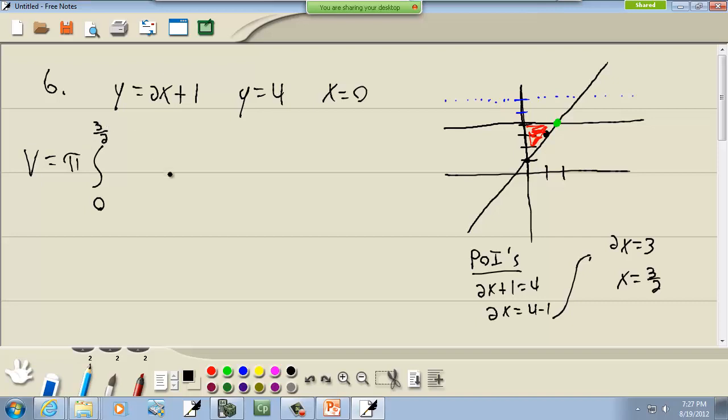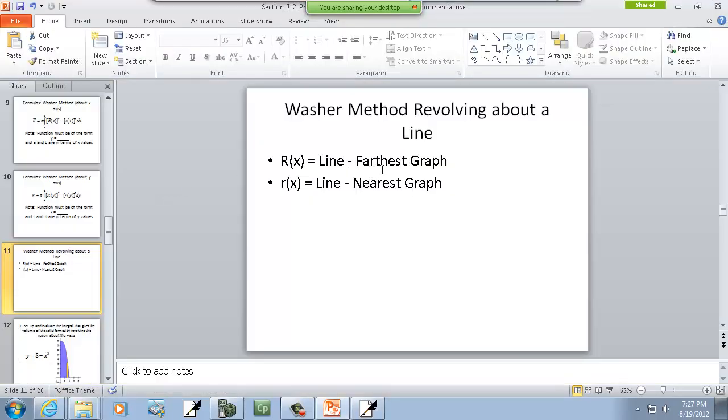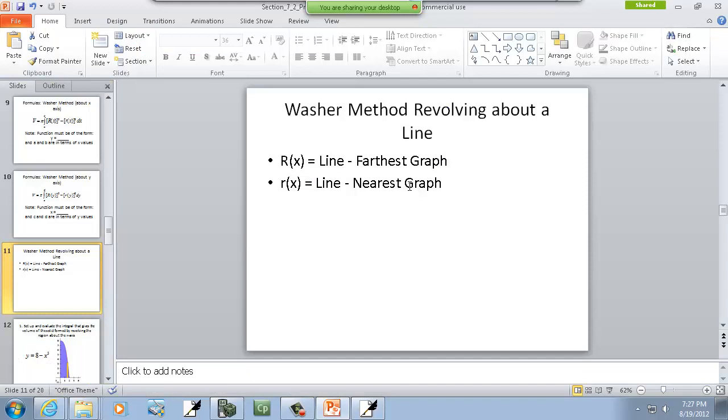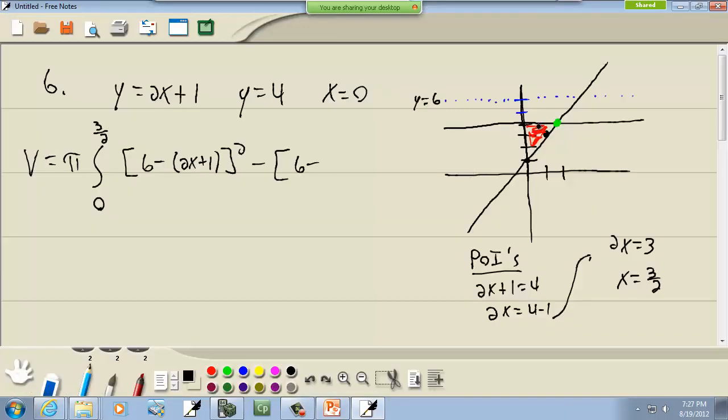Okay. So this is going to go from 0 to 3/2, like that. And R of x is our line minus the farthest graph. Well, what is our line? Y is equal to 6. So we're going to have 6 minus our farthest graph away from that, which would be this one right here, so minus 2x plus 1, squared. Minus, and then our line minus our nearest graph, which would be this one right here, y is equal to 4. So I'd have 4 there, squared, and not dy, dx.